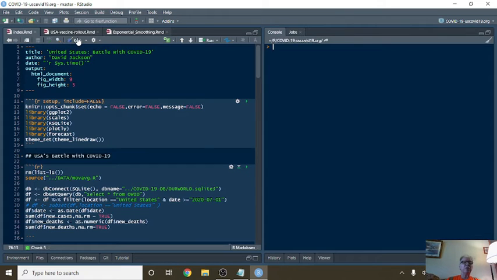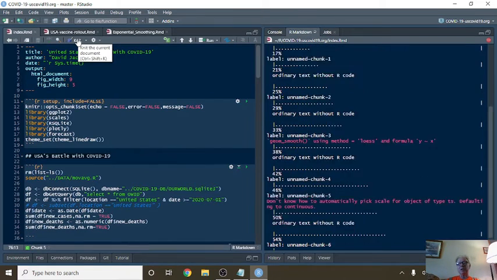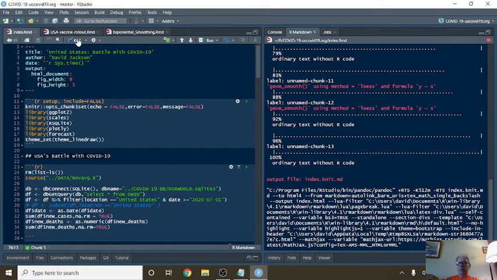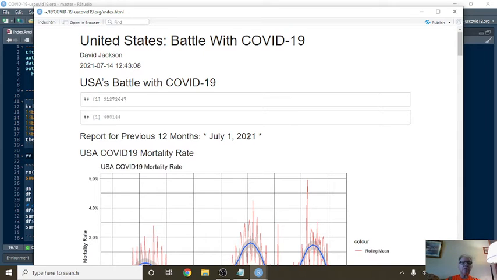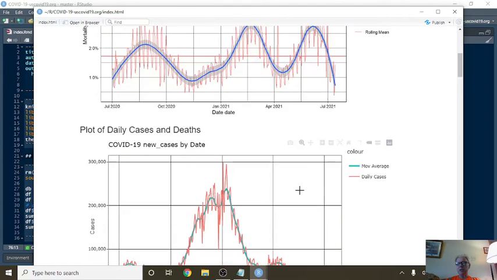I'll just remind you that I'm doing something a little different with the U.S. numbers anymore. I'm only analyzing the previous 12 months of data, okay? Which means we're only going back as far as July the 1st, 2020. And you can see that right here, right? So you can see currently for the previous 12 months, we had 31.2 million cases, 480,144 deaths. A declining mortality rate could mean the ratio between cases and deaths is decreasing, which could be good.